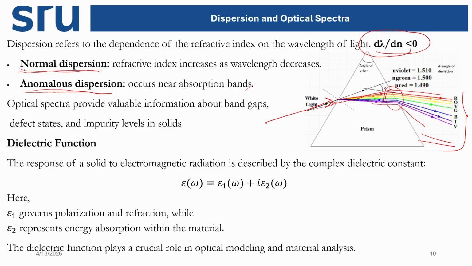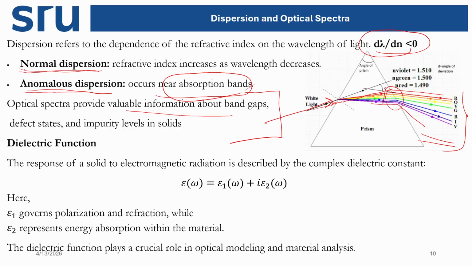Anomalous dispersion happens when the transitions or polarizations take place at the band gap and the absorption band occurs. So because of these electronic transitions, this kind of anomalous property is observed.